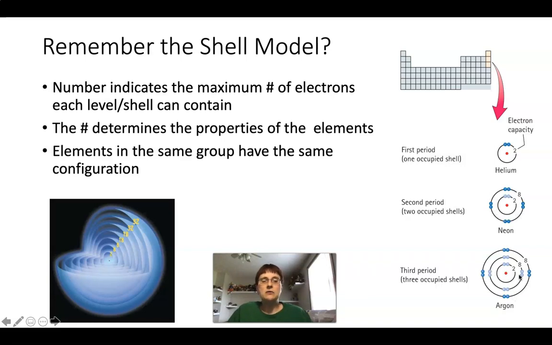And then we move down one more, argon, same thing. All of the shells are full. And so elements in the same group are going to have the same configuration of electrons in those shells. So let's take a look at why we care about this. Because with noble gases, remember, these guys are the ones that are unreactive. And so they're not going to interact with other elements. And this actually right here is why. These shells are full.